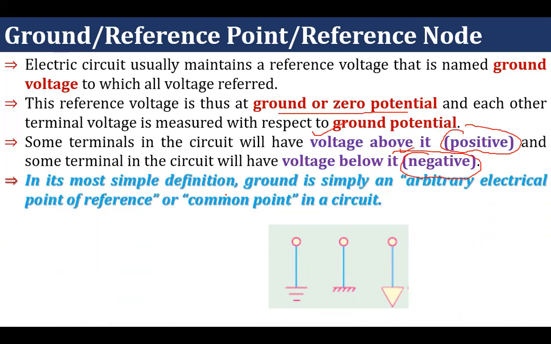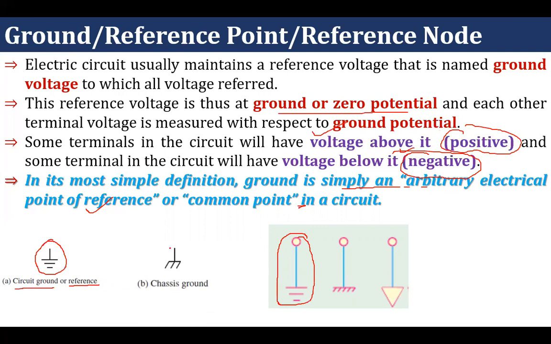So at some node we'll have positive voltage, at some node we'll have negative voltage with respect to that ground. In most simple definition, we can say that ground is a simple and arbitrary electrical point of reference or common point in a circuit. Okay, and circuit ground is represented by this symbol. The same symbol has been drawn over here, which is known as circuit ground or reference. Okay. This symbol is known as chassis ground.